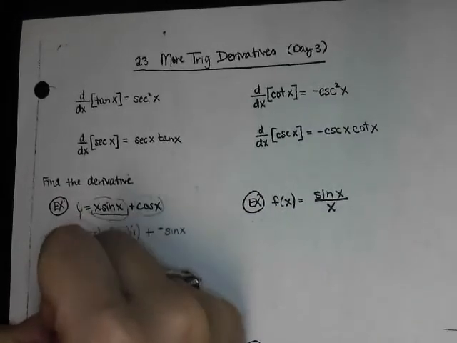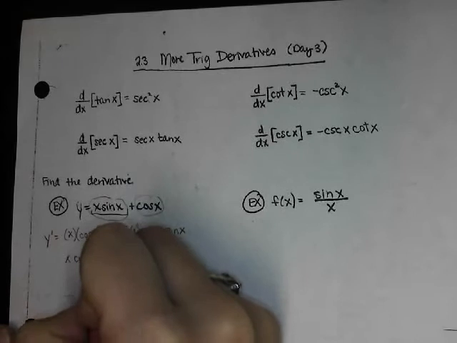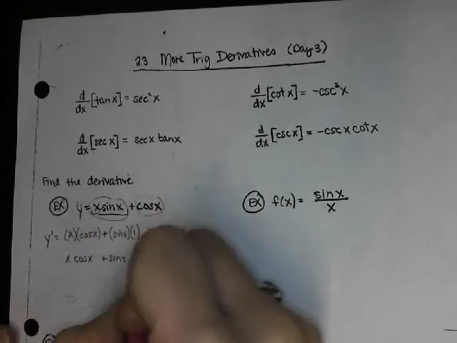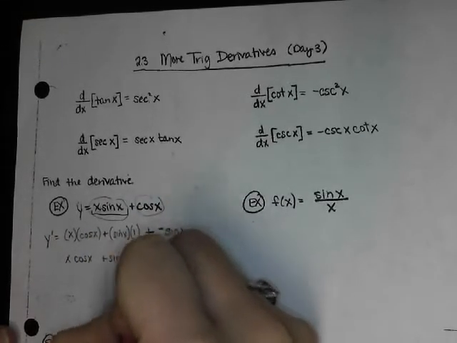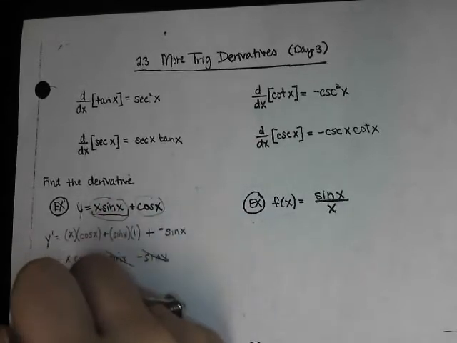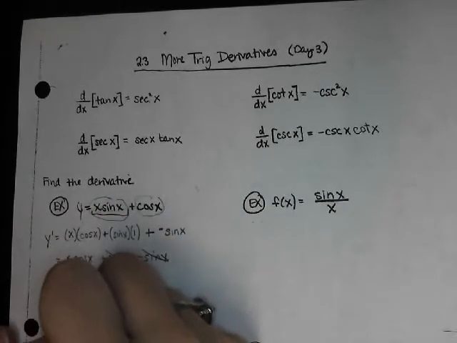So we'll just simplify this out. We have x cosine x plus sine x minus sine x, and nicely enough those cancel. So your derivative ends up just being x cosine x.